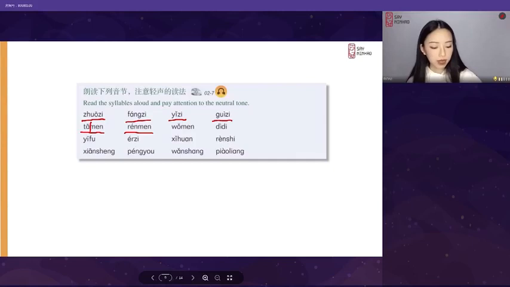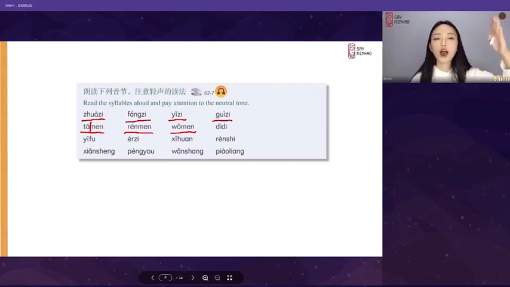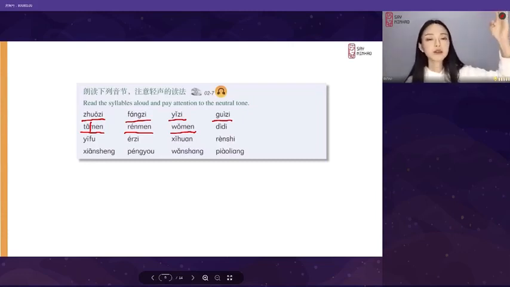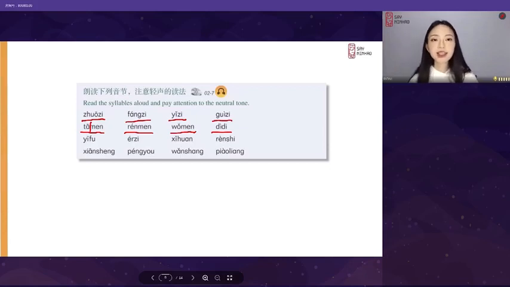Okay, this one. How to read it? 他们. Next one is 人们, 人们. Next one after the third tone, 我们, 我们, 我们. Okay, last one is 弟弟, 弟弟. Okay, next, 衣服, 衣服. Next one is 儿子, 儿子. Next, 喜欢, 喜欢, we should rise up the pitch of the neutral tone, right?